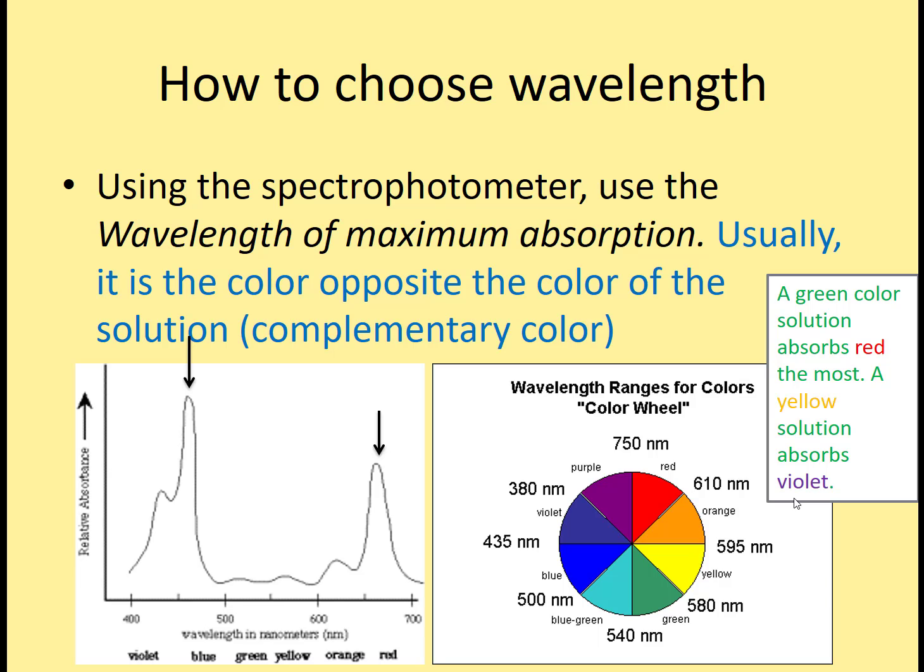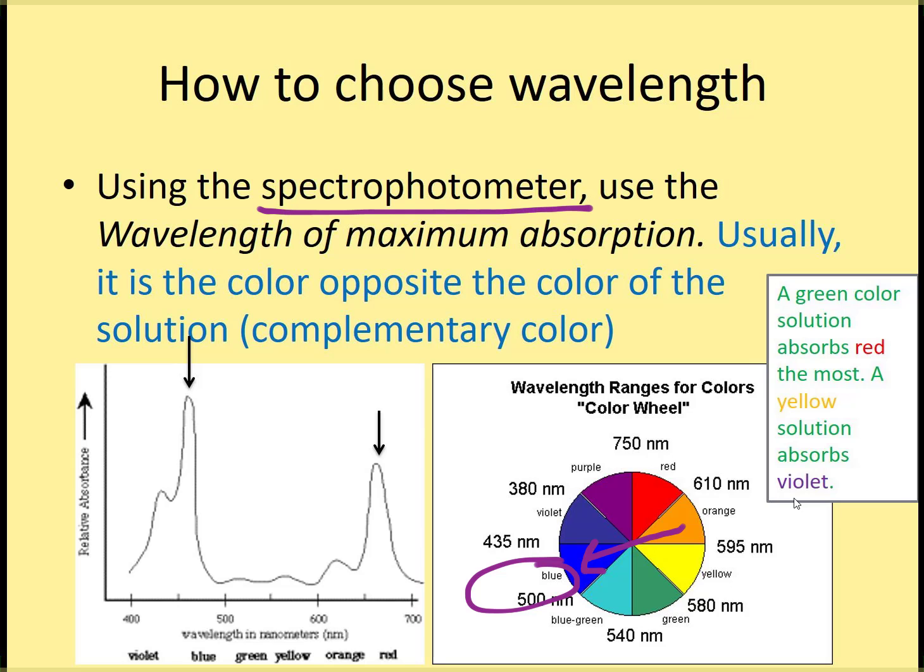Now on this sample that I have on this slide, notice that there are 2 peaks. Either one of those would be satisfactory to send through a solution to analyze what the absorption is. And it is based on the color wheel and the complementary color. So in other words, if I had an orange solution, the complementary color, or the color opposite on the color wheel of orange, would be this blue. So I would want to use something in between 435 and 500 nanometers as the ideal for an orange solution.